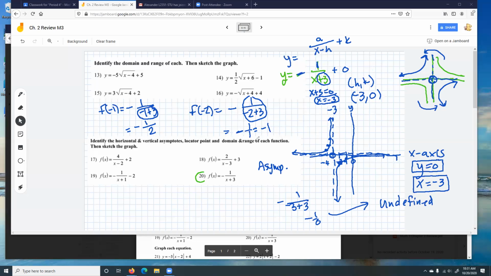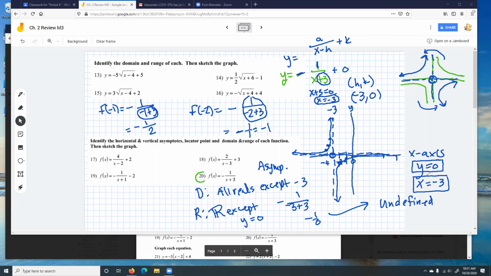Okay, so domain and range. The domain of this is all real numbers. It goes forever left and right, all reals except -3. And you can see that through the asymptote. And then the range is going to be all reals except the other asymptote, 0, right? I could put all reals except y equals 0. So that's how you state your domain and range. It's all the numbers except where your asymptotes go, essentially. Okay, so that is number 20.